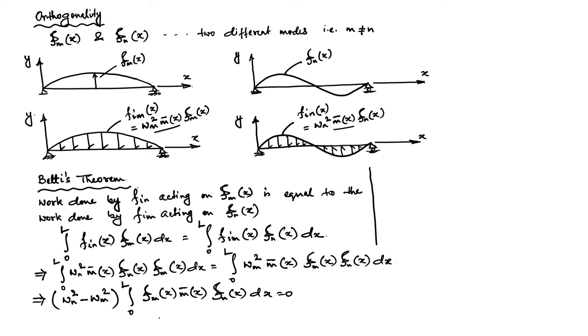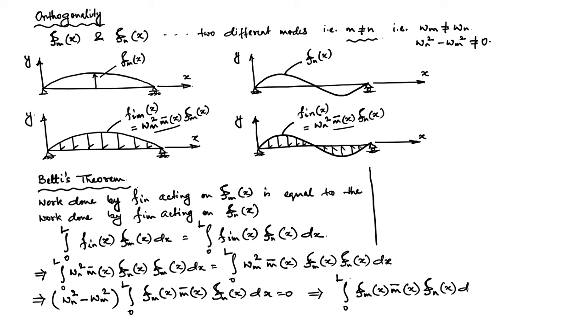Now, we started with the assumption that m not equal to n. So, that means omega m not equal to omega n. So, in that case omega n square minus omega m square cannot be equal to 0. So, we have the only possibility is integral 0 to L phi m x m bar x phi n x dx is equal to 0. So, that is the orthogonality condition for m not equal to n.